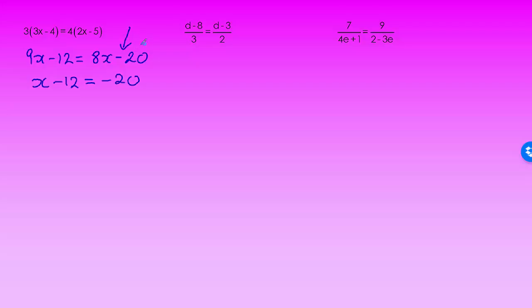Be especially careful with the sign here. I often see students lose that sign when they get rid of the 8x's. Now we'll add 12 to both sides. Negative 20 add 12 is negative 8.